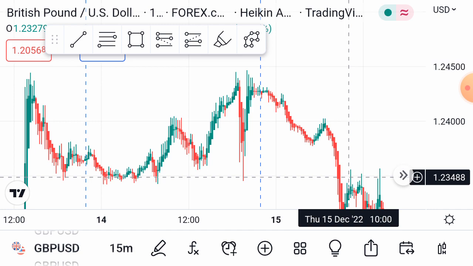But now, what are key psychological levels? Key psychological levels are prices at which the market makes a turn. Do you get? Key psychological levels are prices at which buyers and sellers come to an agreement for the market to make a turn in direction or a change in direction.